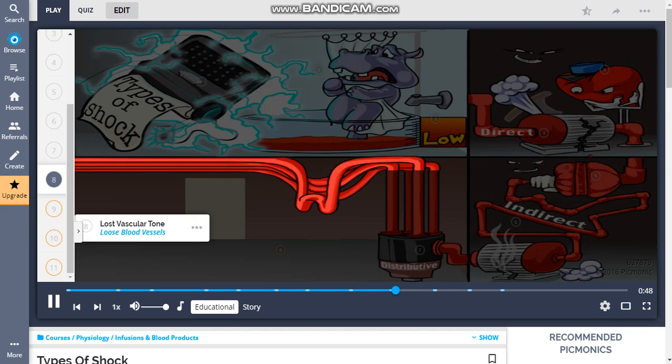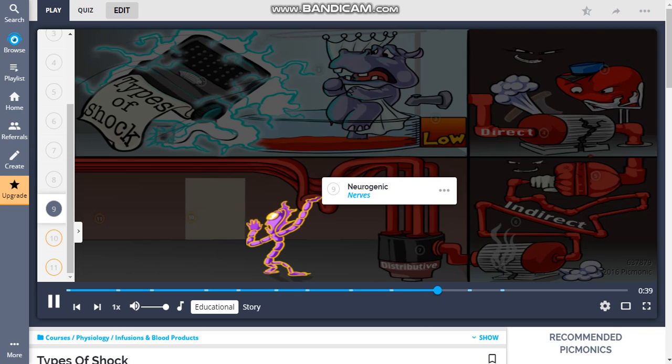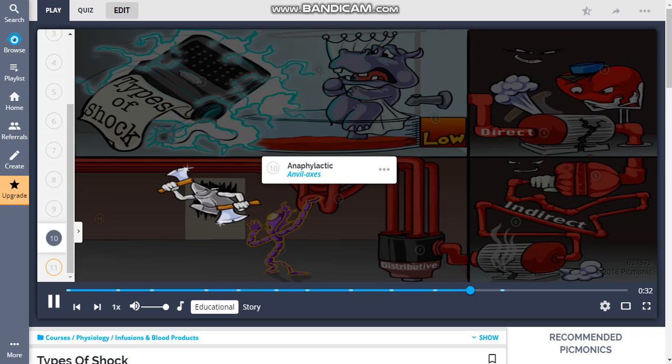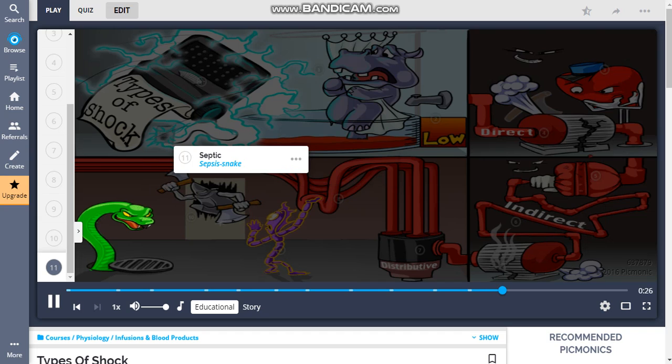This mechanism can be summarized by lost vascular tone, the loose blood vessels coming from the pump, which needed attention from the maintenance man. Neurogenic shock is a type of distributive shock, the nerve's maintenance guy, who was lured into this situation. Anaphylactic shock leads to fluid leaving the vasculature, the anvil axes which are about to murder the maintenance guy, along with his friend, the sepsis snake, who wants to take a bite, representing septic shock as a type of distributive shock. So let's summarize the types of shock.